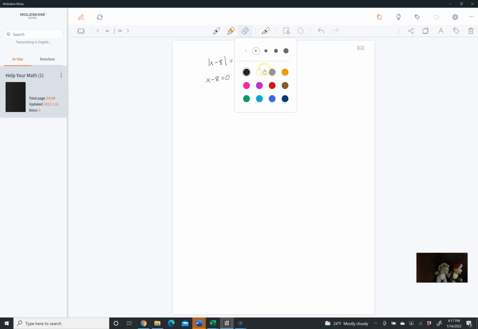We can add 8 to both sides, and that's going to say x is equal to 8. Okay, let's just take another example, because this is saying that the distance from 0 is 0. The distance of this from 0 is 0, so therefore this must be equal to 0.